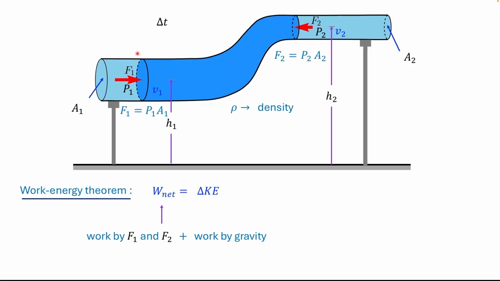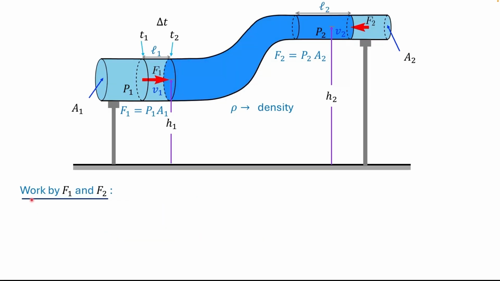Let us take the initial time as T1. The fluid moves. And after the time interval delta t, it arrives here. The time it arrives here is the final time, T2. Let this distance be L1. On this side, the fluid moved from here to here in the time interval delta t. Let this distance be L2.